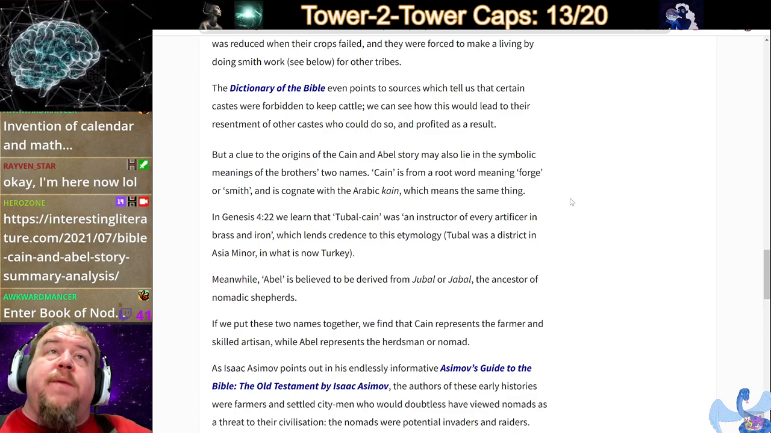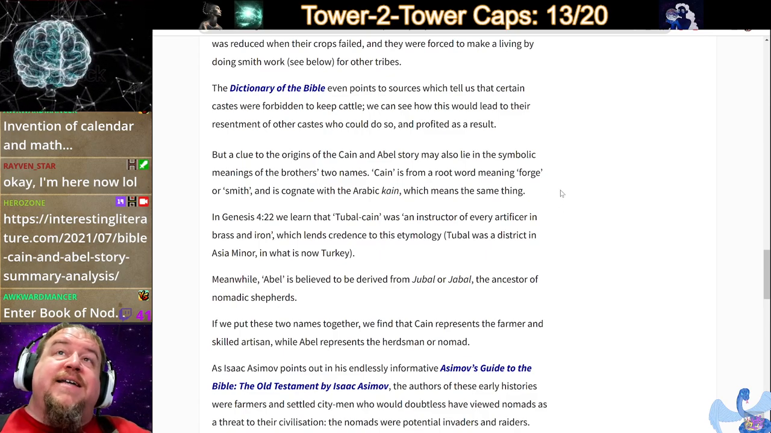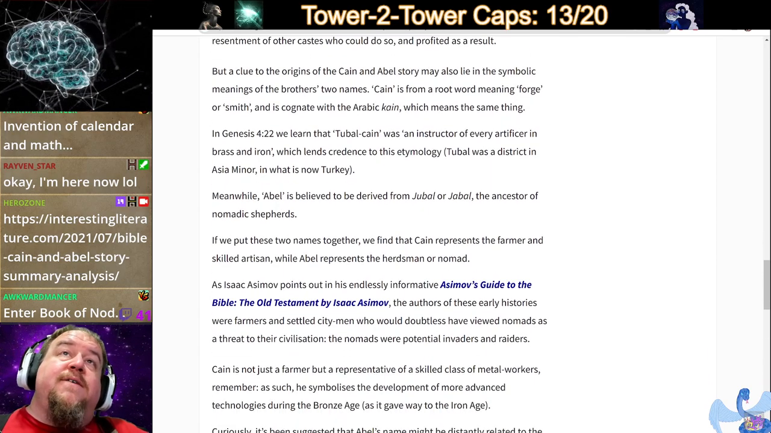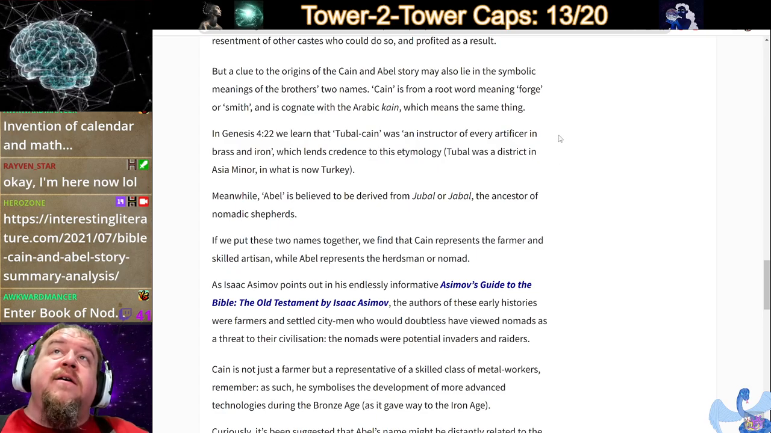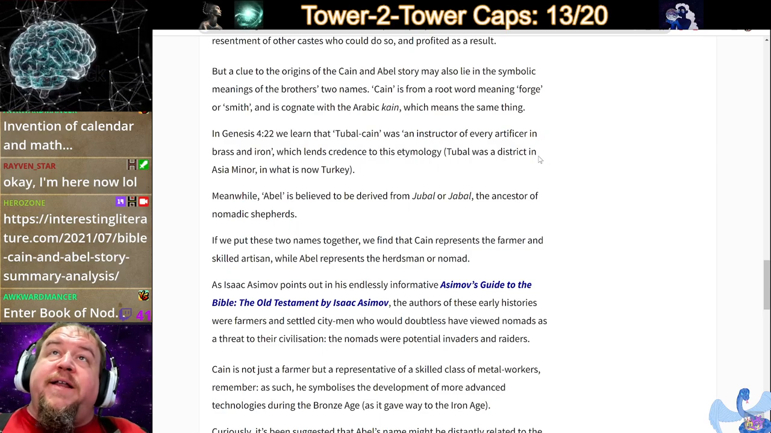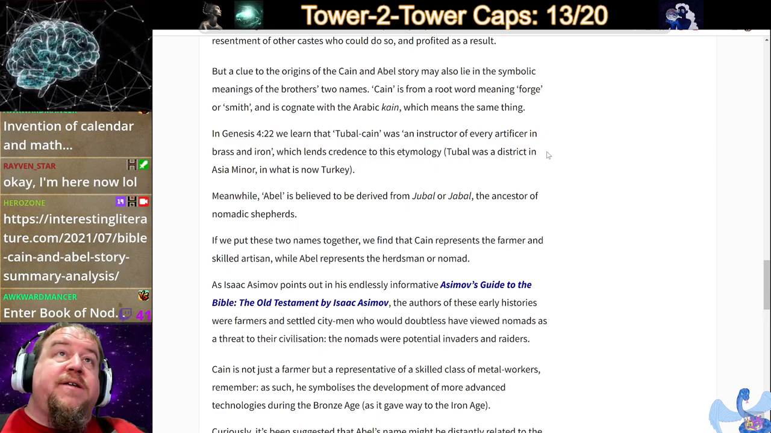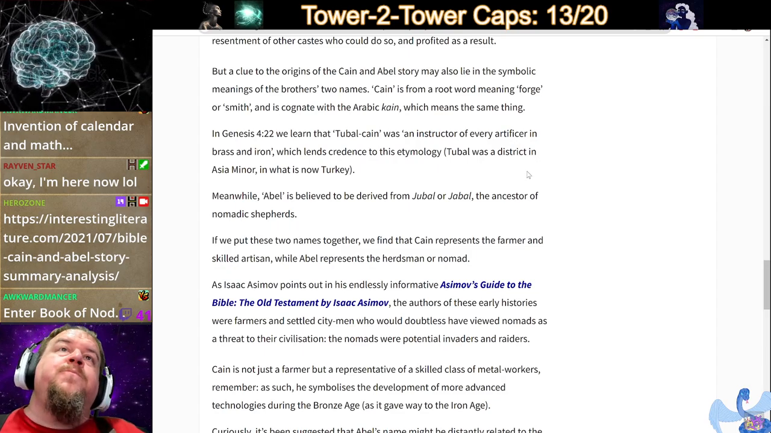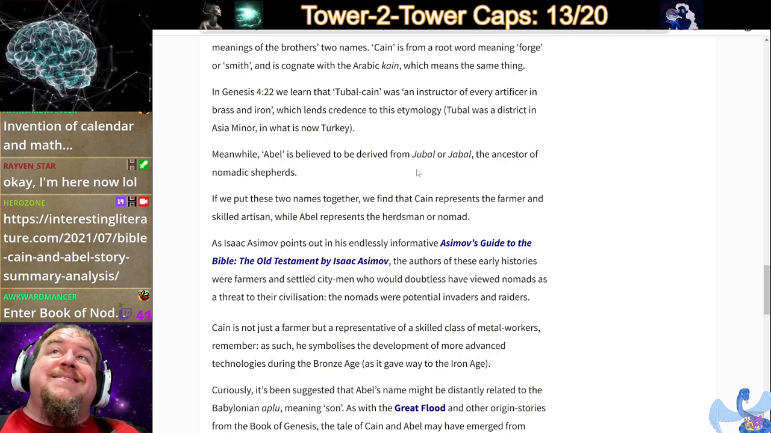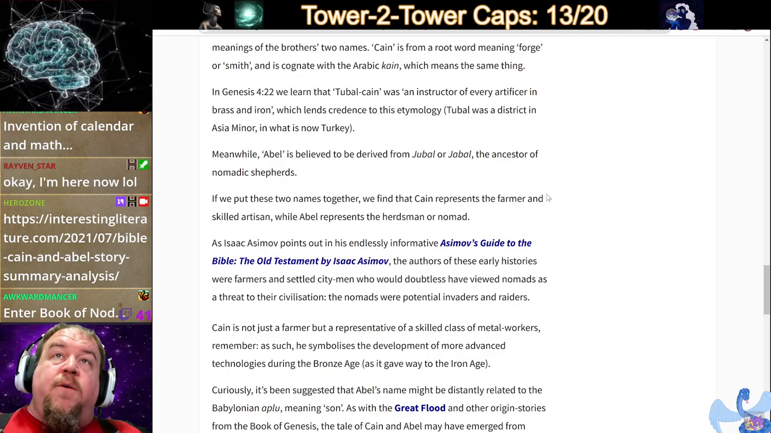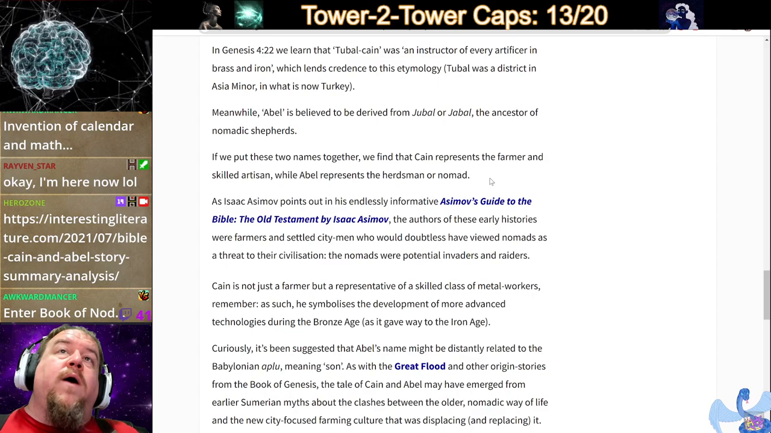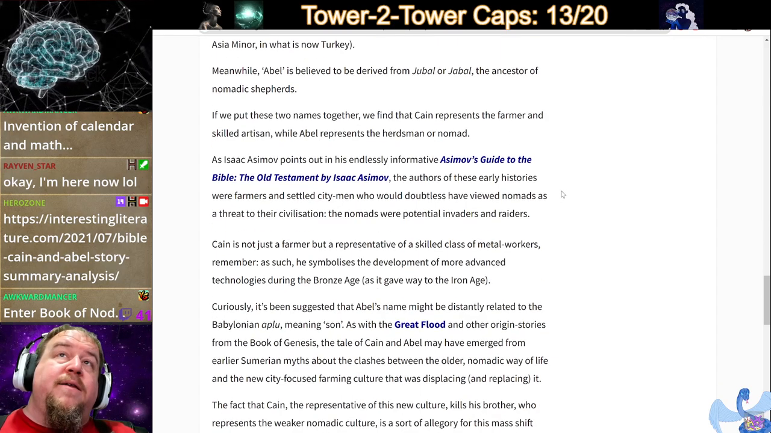Cain is from a root word meaning forge or smith, and is cognate with the Arabic Cain, which means the same thing. In Genesis 4:22, we learn that Tubal Cain was an instructor of every artificer in brass and iron, which lends credence to this etymology. Tubal was a district in Asia Minor in what is now Turkey. Meanwhile, Abel is believed to be derived from Jubal or Jabal, the ancestor of nomadic shepherds. If we put these 2 names together, we find that Cain represents the farmer and the skilled artisan, while Abel represents the herdsman or the nomad.